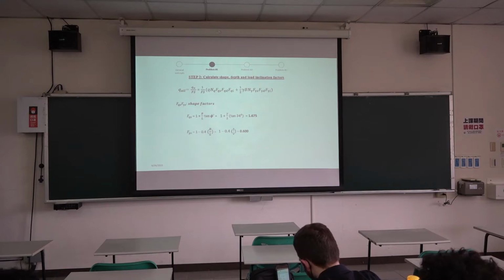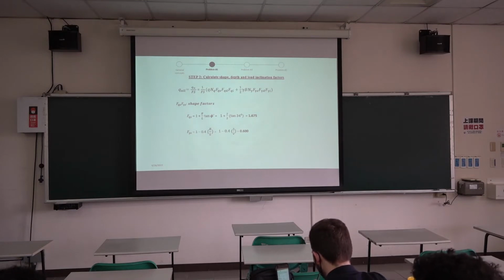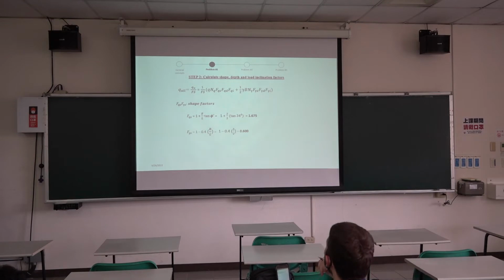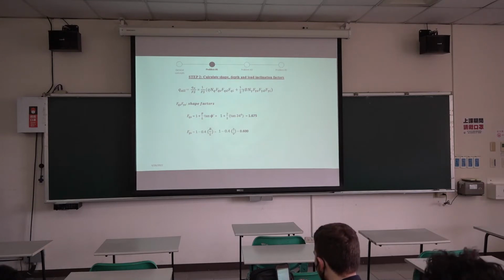So here we are just putting in the values. B is the width of the foundation, L is the length. The foundation is square, so both dimensions will be the same, 2 over 2. The friction angle is 34, so we have that as 1.675, right? This other shape factor, which belongs to the last term of the bearing capacity equation, takes this form. The same thing, B over L is 2 over 2 because this is a square foundation. So this is 0.6, right?